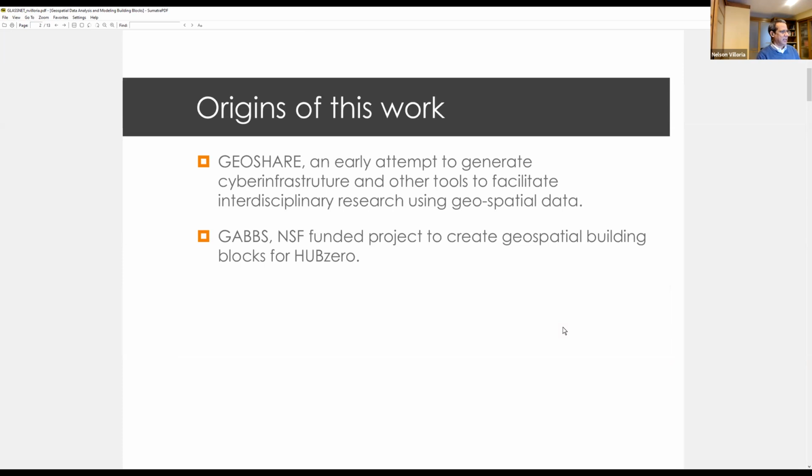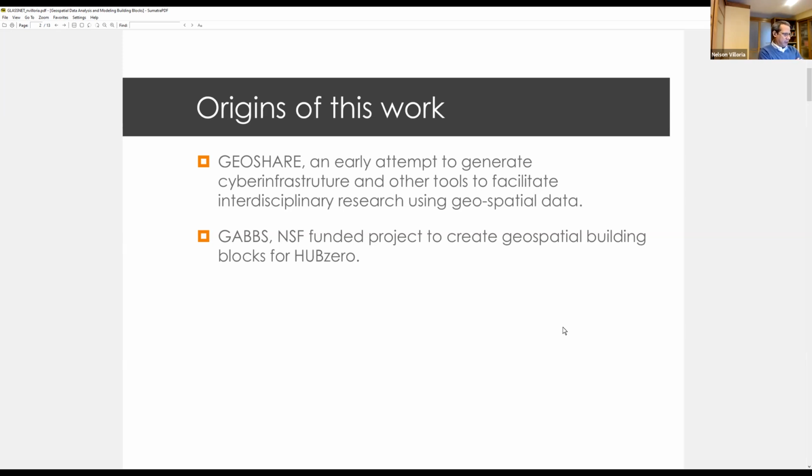variables and crop yields. And the origin of this work was an early attempt, GeoSharing, in which I was involved, to generate cyber infrastructure and other tools to facilitate interdisciplinary research using geospatial data. And in a sense, this project was conceived as one of those underlying mechanisms that you would eventually need to connect models in the sense that Danielle just envisioned. You needed some ways of translating the data as you pass it from one model to the other. We didn't get that far. We did a part of that. That's what I'm going to narrate.